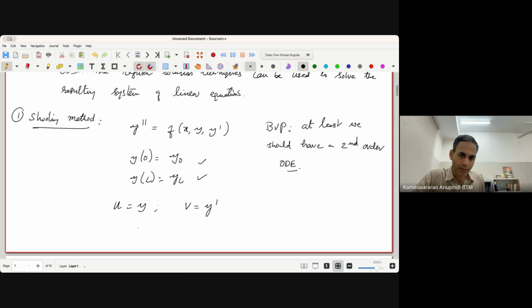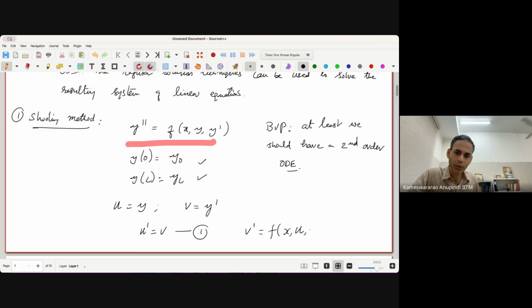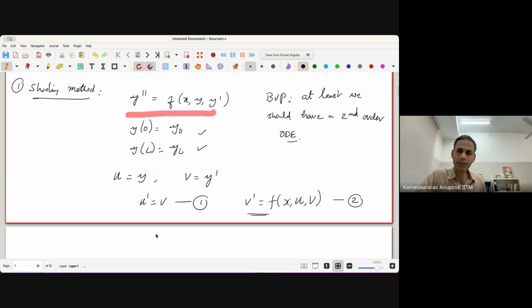Then we already have u prime equals v. That is one of the equations. Then for the other equation, I can substitute into this equation. So y double prime will come out to be v prime, right? Because v is defined as y prime. So v prime, which is y double prime, is a function of x, y, y prime, but y we have denoted as u and y prime as v. So essentially we have two equations. The first one is u prime equals v. The other one is v prime equals some function of x, u, and v.